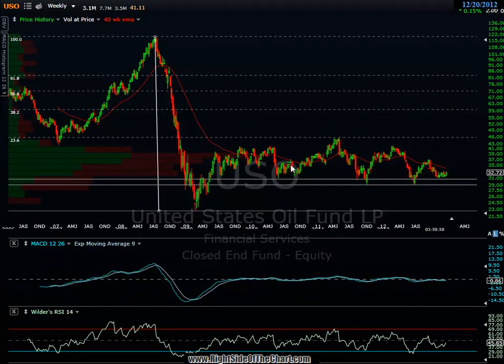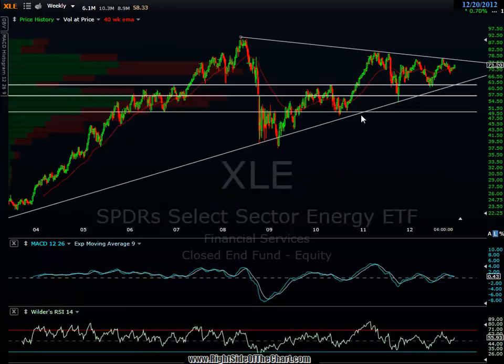USO, there's oil. So we know oil hasn't done a whole lot. Airlines have been doing great because oil prices have been coming down. It looks like some support levels here on USO. XLE, the energy sector, obviously tied in with USO tightly. USO tracks crude prices. And here's a nice triangle pattern.